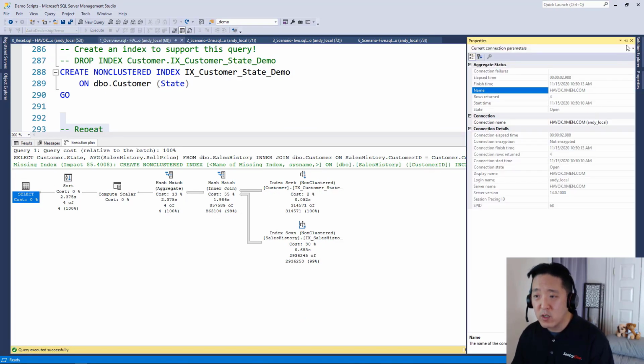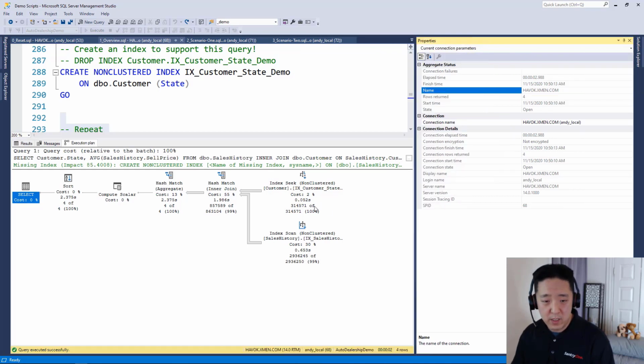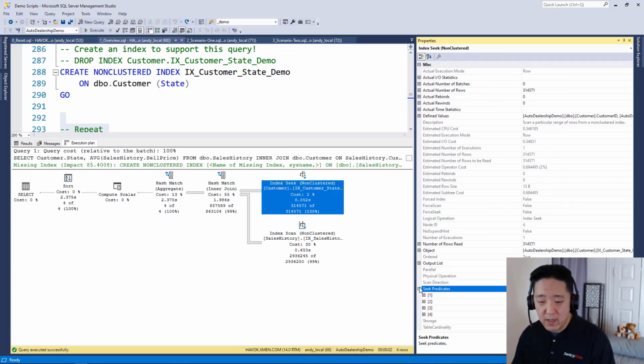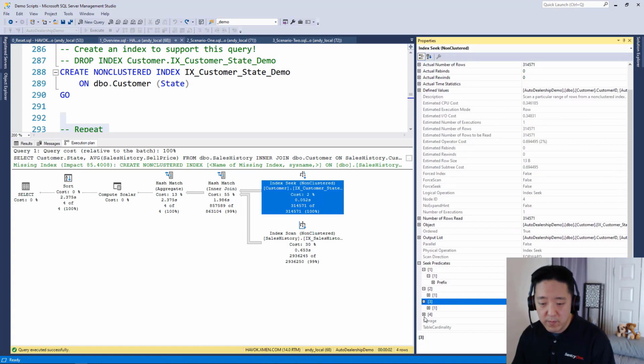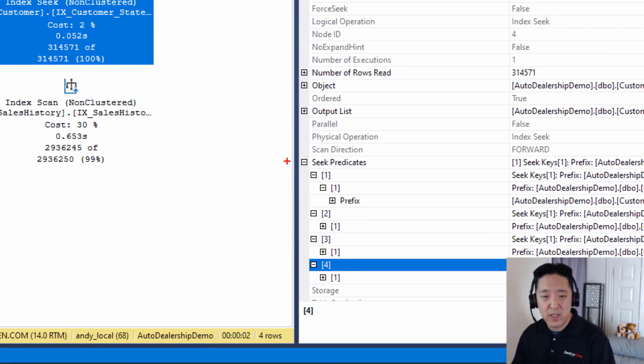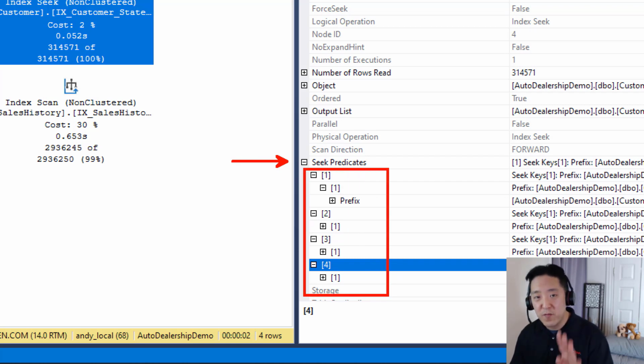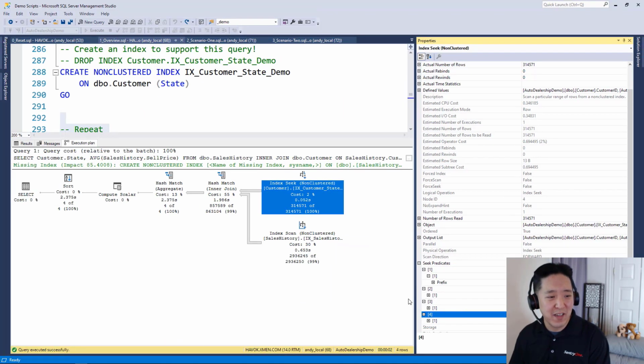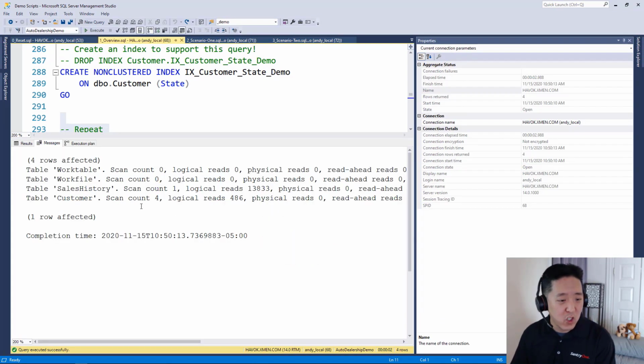So instead, I'm actually going to go out to the properties, which would be the easiest way to tell, and then seek predicates. Let me expand this all the way. That'll do. So notice that in seek predicates, this is actually showing me that we did multiple seeks. We seeked into this 4 different times because we had 4 different state values. So this is the, ooh, hey, wait a minute. We did a bit of extra work that we didn't quite expect.